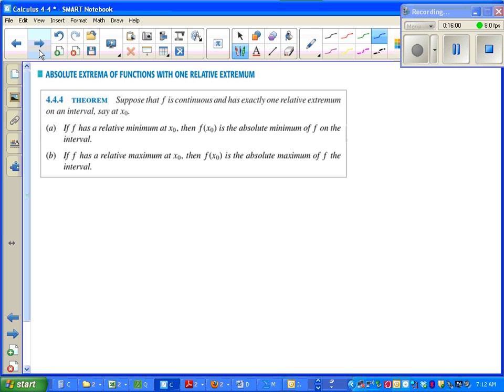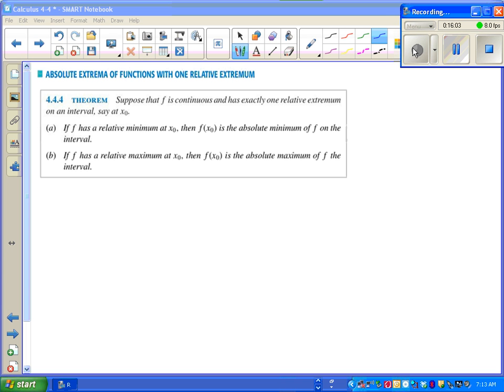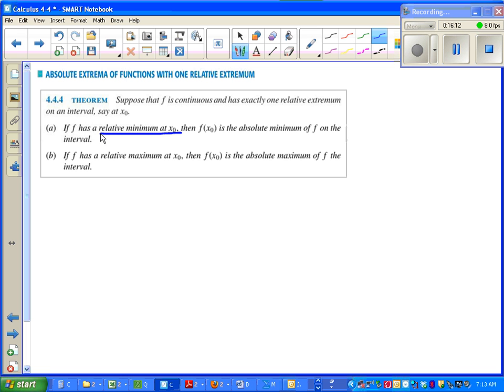Our last theorem of this section. Off the top of my head, I can't think of when this theorem is super useful, but basically what it says is, if a function has one relative minimum only, then it must be the absolute minimum. Rewind, this theorem's only true if there's exactly one extreme on an interval. If there's more than one extreme on the interval, then this theorem means nothing. And if that one extreme is a minimum, it must be the absolute minimum. If that one extreme is a maximum, it must be the absolute maximum.